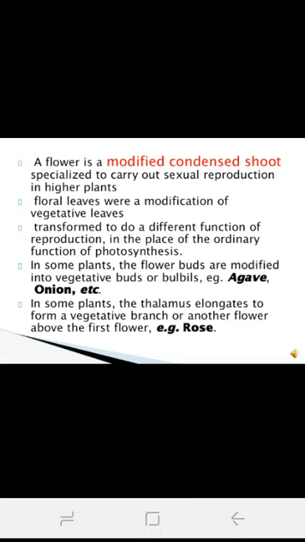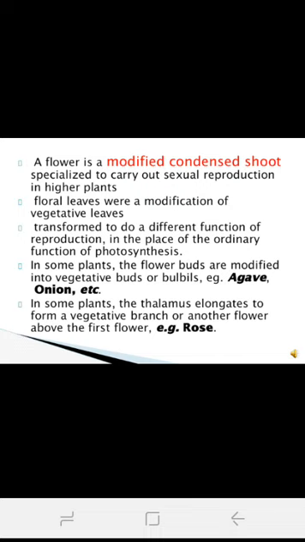We all know about the green leaves, the vegetative parts of the plant, mainly for photosynthesis. So, a flower also contains some floral leaves that are meant for reproduction. It is actually a modification of the vegetative leaves. There are some evidences to support this view. One example you can have is the vegetative buds in the agave plants, onion, etc.